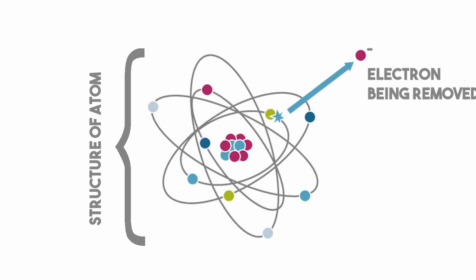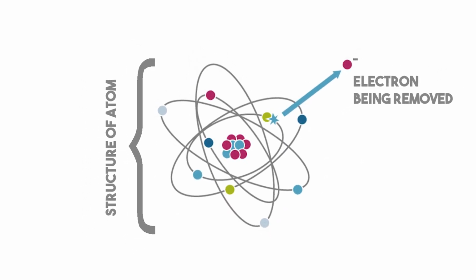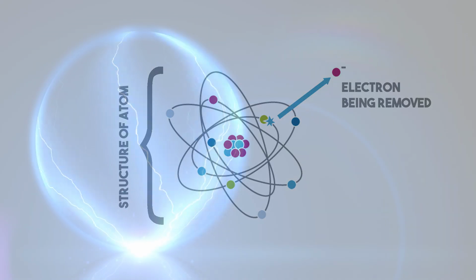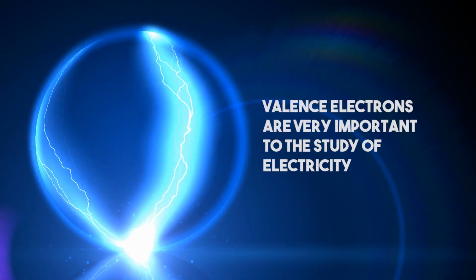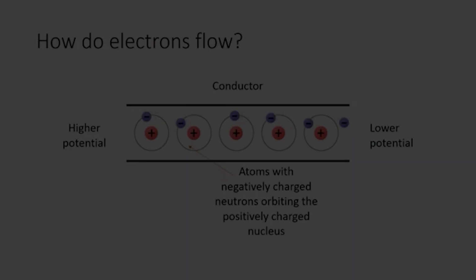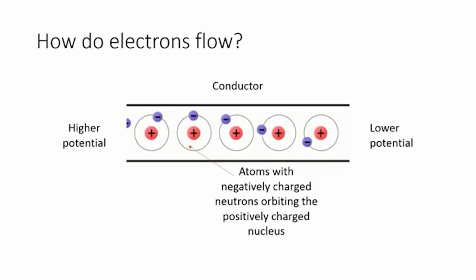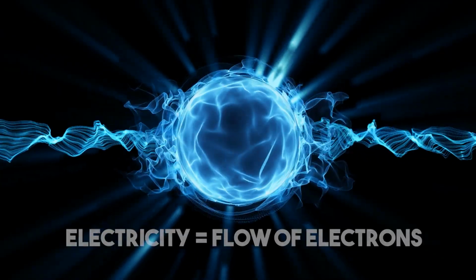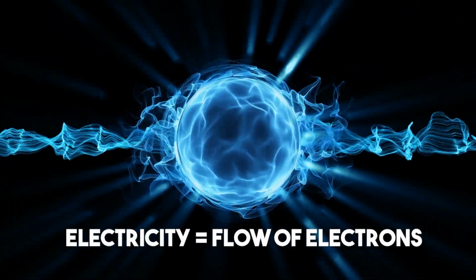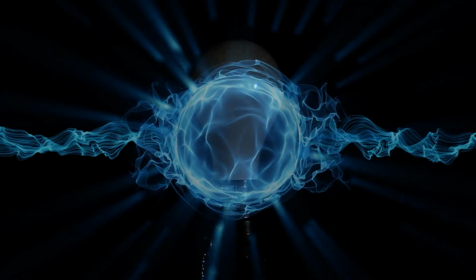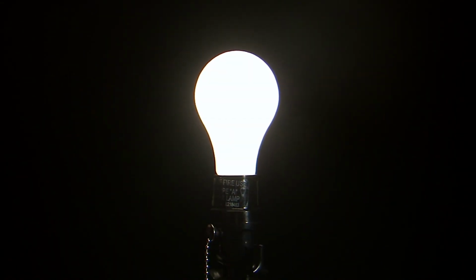Therefore, the structure of an atom determines how easily an electron can be removed. Valence electrons that can be easily removed from their orbit are very important to the study of electricity. Now that we know that applying a force can make electrons move from one atom to another, we conclude that electricity is nothing more than just the movement of electrons. Now that's some mind-blowing stuff.